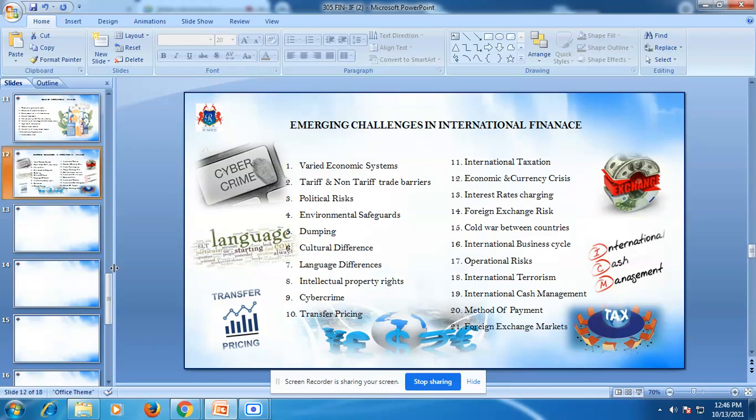non-tariff barriers. The World Trade Organization is a powerful organization with 159 member countries as of the end of 31st March 2014, set up to solve disputes over trade among the member countries. Then the third challenge of international finance is political risk.